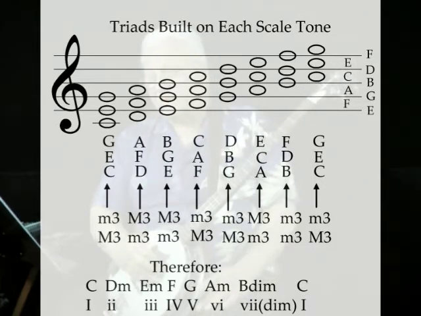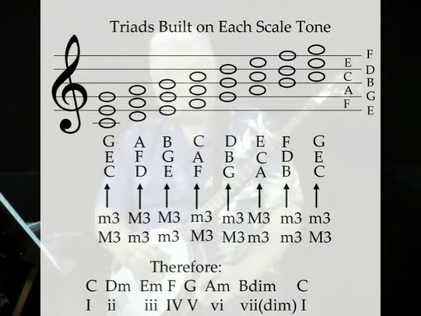The first chord has C, E, G. These are the 1, 3, and 5 of the C major scale, so that's a C major chord. The second one has D, F, and A in it, and these are the 1, flat 3, and 5 of the D major scale, so that's a minor. That's a D minor chord. The third one has E, G, B. These are again the 1, the flat 3, and the 5 of the E major scale.